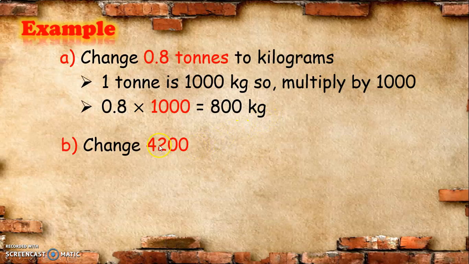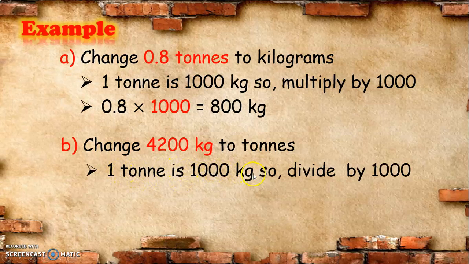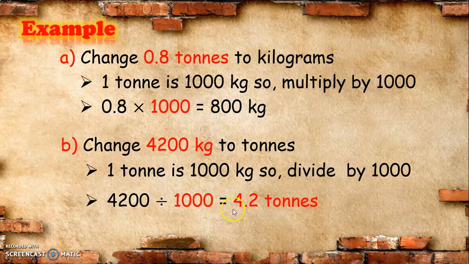Let's have another one. Change 4,200 kilograms into tons. Again, we all know that 1 ton is equal to 1,000 kilograms. Because we want to change kilograms into tons, we need to divide by 1,000. So 4,200 divided by 1,000 is equal to 4.2 tons. In other words, 4,200 kilograms is equal to 4.2 tons.